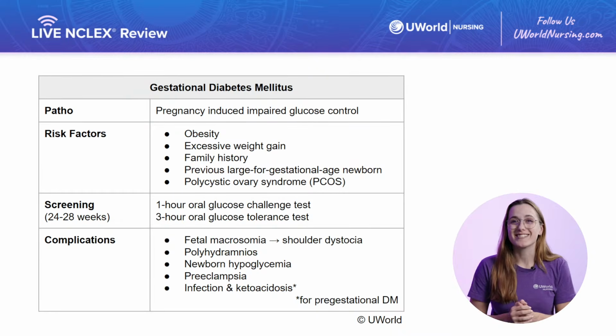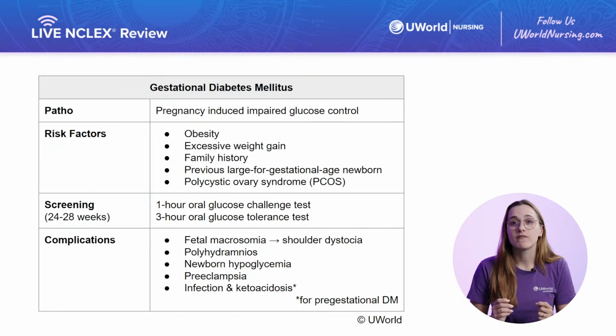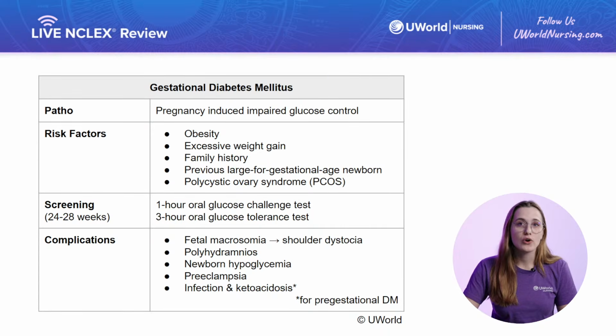So knowing this, let's say our client's result is greater than 140. When this happens, we have to confirm or rule out a diagnosis of gestational diabetes with a 3-hour glucose tolerance test. Now, this test is a little different compared to the 1-hour test, so this is how it's going to go. First, the client is going to fast before taking the test. So that means they can't have anything to eat or drink for 8 to 10 hours before the test. And then a baseline blood glucose will be drawn.